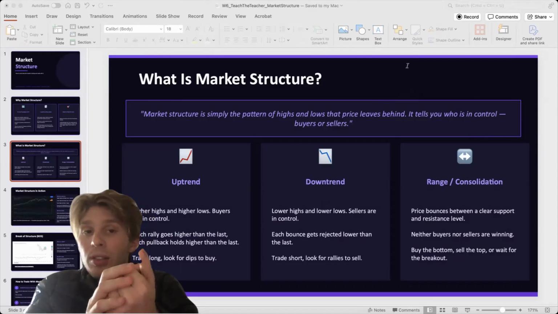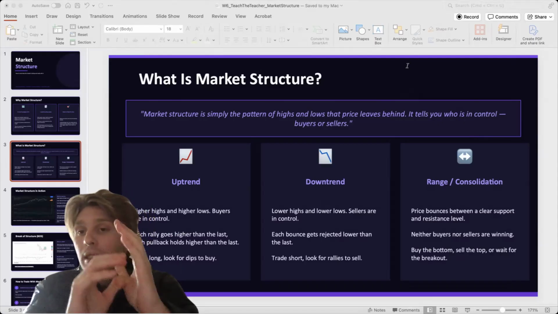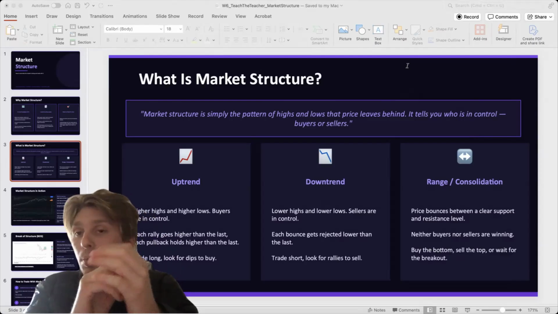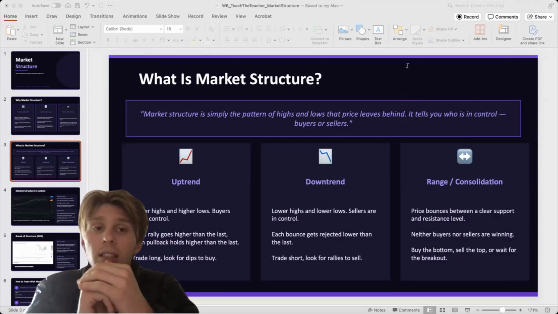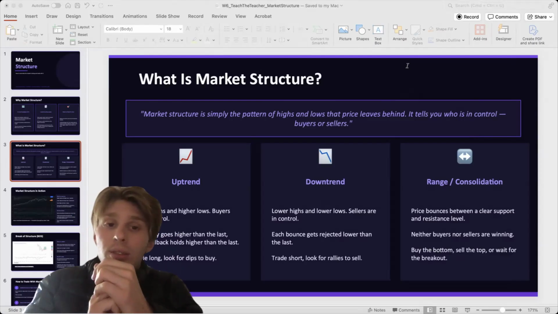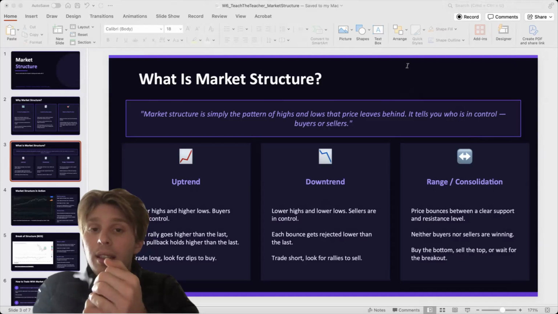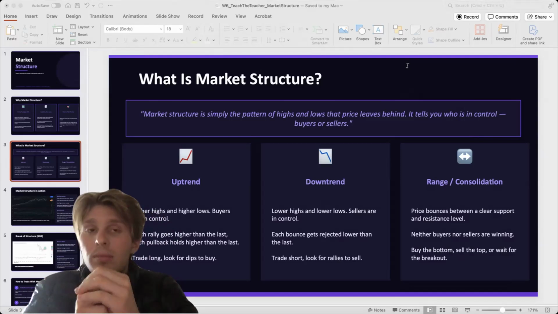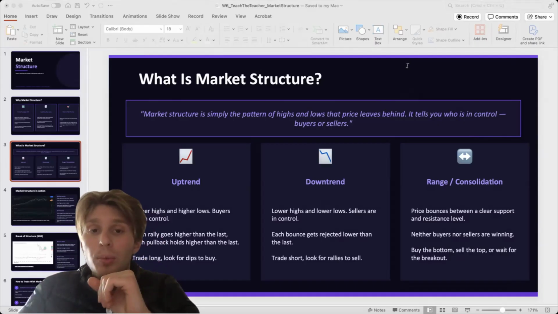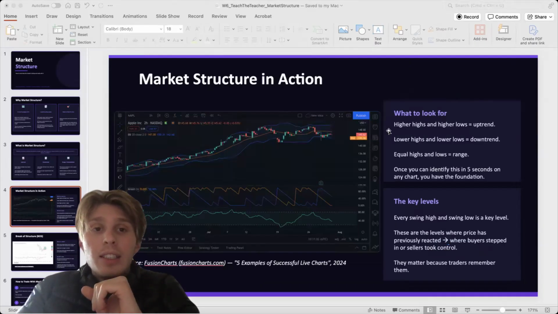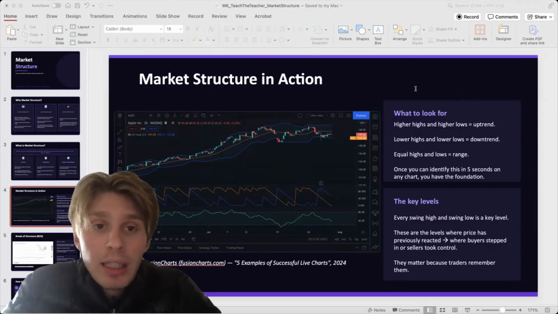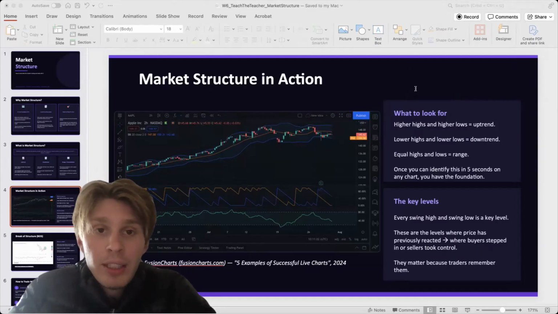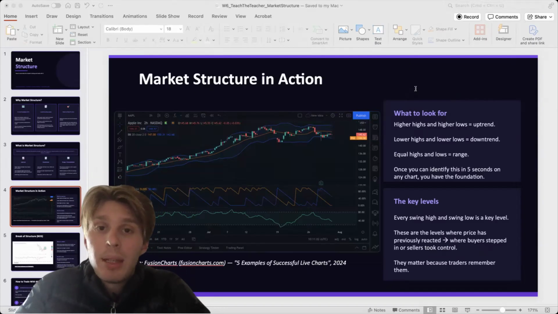And then there's the range, no? A range is when prices are bouncing between the same support and the same resistance, and no one is making money. So you either trade the boundaries or you wait for a breakout. So let's see some action. Look at this chart. I found it on the internet. You can see exactly what I mean.